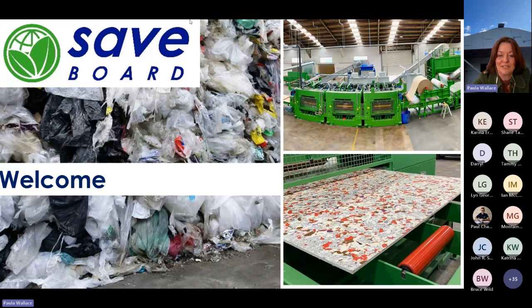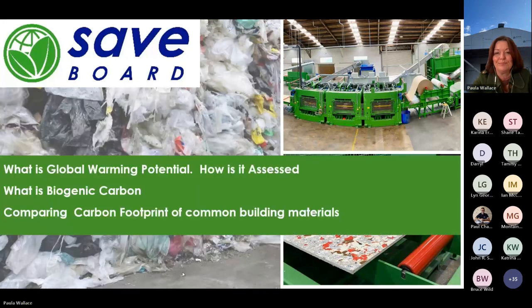So, the agenda for today. We're going to look at what is global warming potential and how is it assessed. Then we will look at what is biogenic carbon. And then we will compare the carbon footprint of some common building materials, primarily looking at internal wall linings and rigid air barriers.